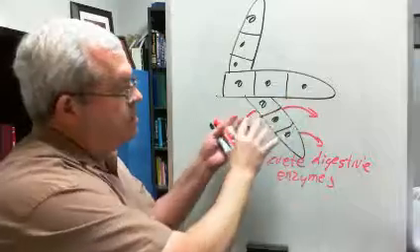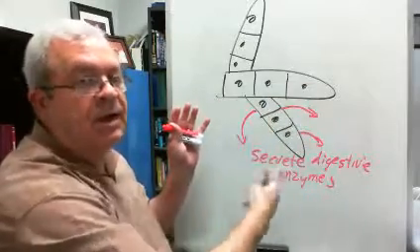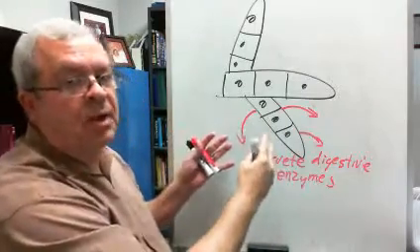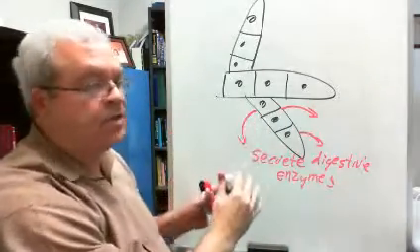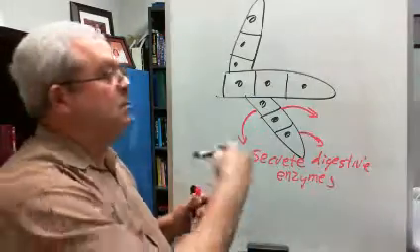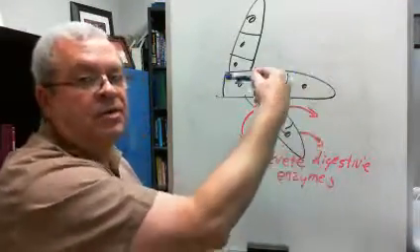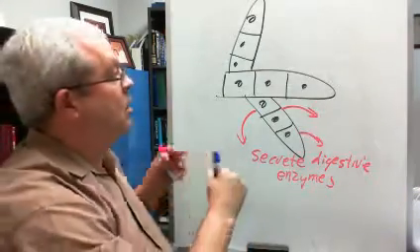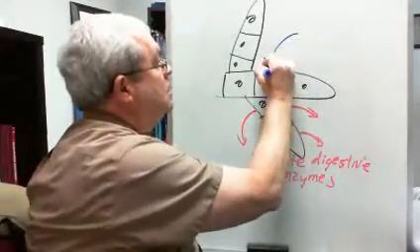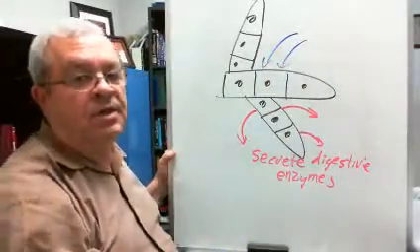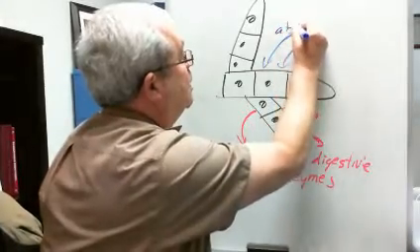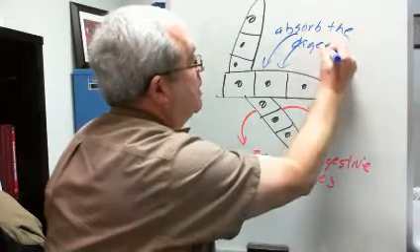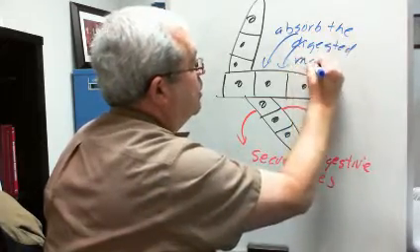So the digestive enzymes seep out into the surrounding dead tissue and turn it into smaller molecules, breaking down the larger into the smaller molecules. And so as time goes on, these threads are surrounded with the smaller digested molecules. And what do they do? They simply absorb the digested material.